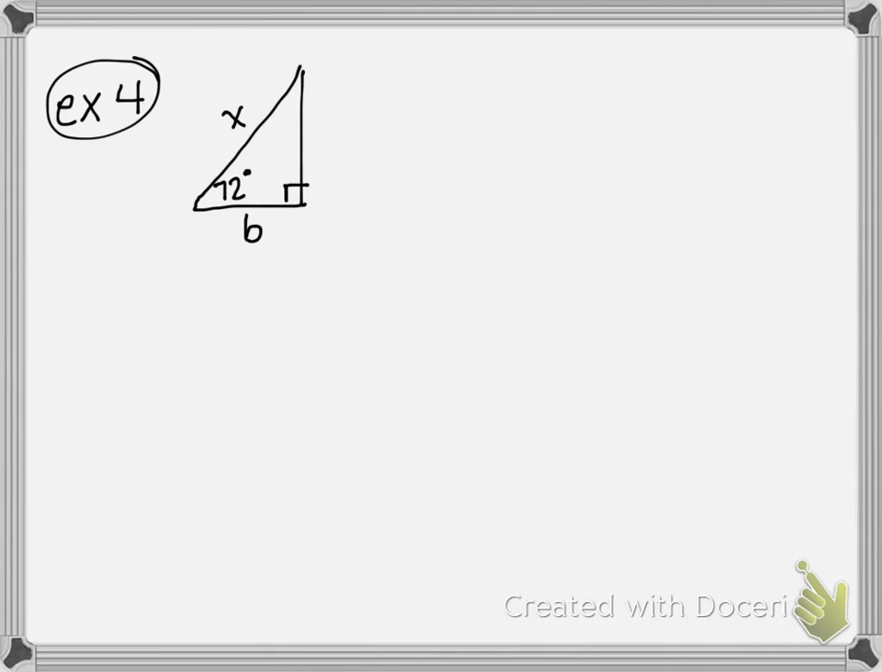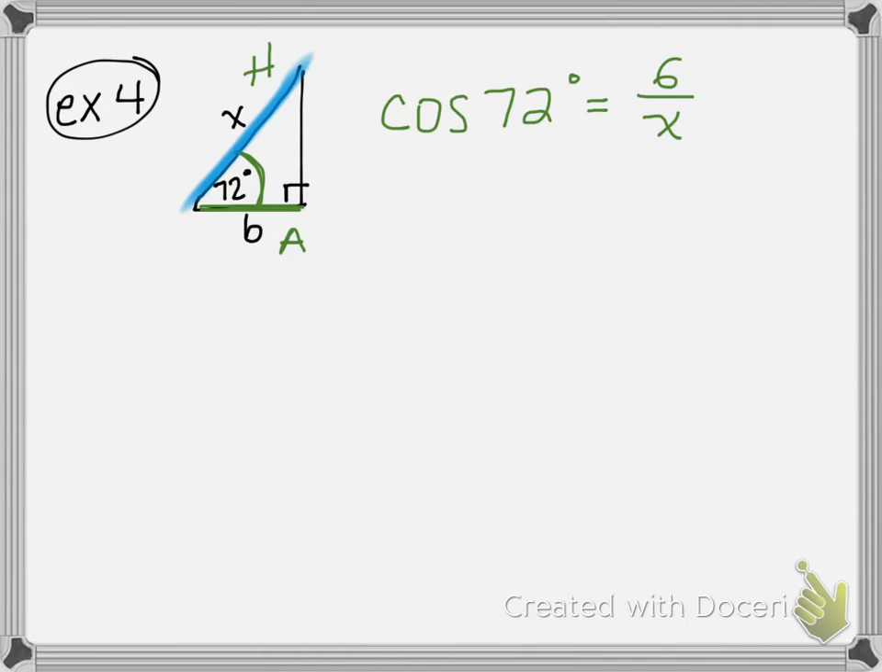Alright, so now another example that we have is this one right here, where we have the 72 degrees right there, and x and 6. From this angle, we have the adjacent side, and then we have the hypotenuse right here. So the function that we're going to use is the one that uses adjacent over hypotenuse, which is cosine of 72 degrees equals 6 over x.